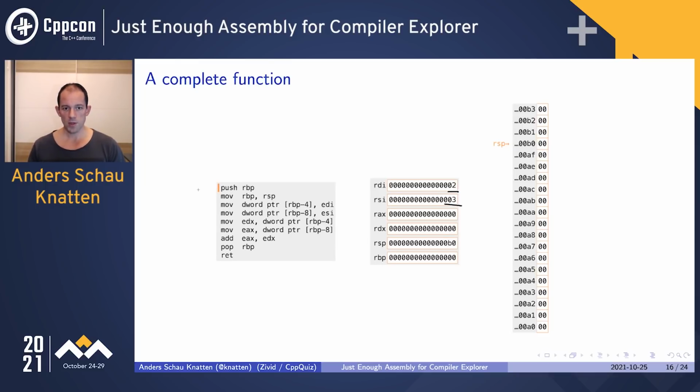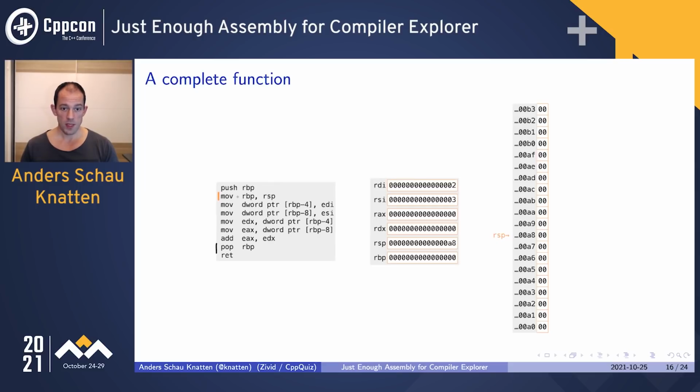And the first thing we do is to push RBP. That's because the calling convention also specifies which registers I am allowed to overwrite and which registers I have to preserve. So I need to preserve RBP so that I don't overwrite my caller's value for RBP. So just push it onto the stack, and then at the end of the function, I can pop it again. So we have restored it and not overwritten it.